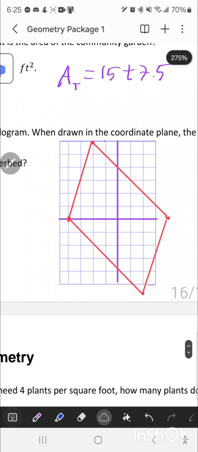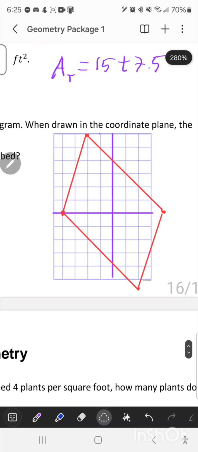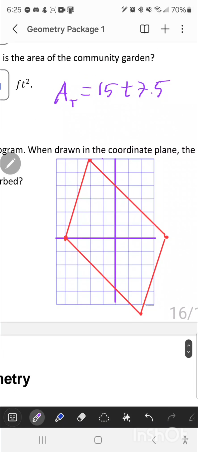Okay, it's not letting me. But if I flip this, that's where it didn't let me. We can see that the height will be right here. Okay, no, never mind. Yeah, this will be the height.